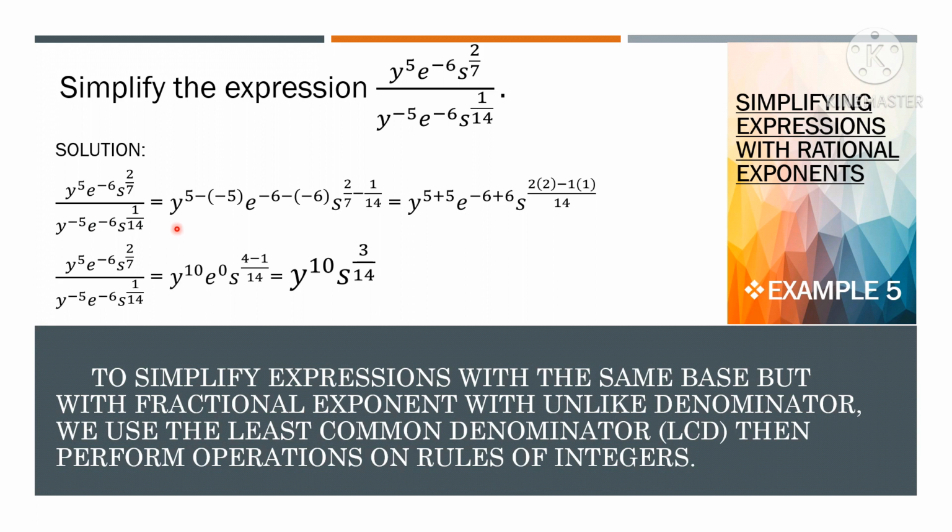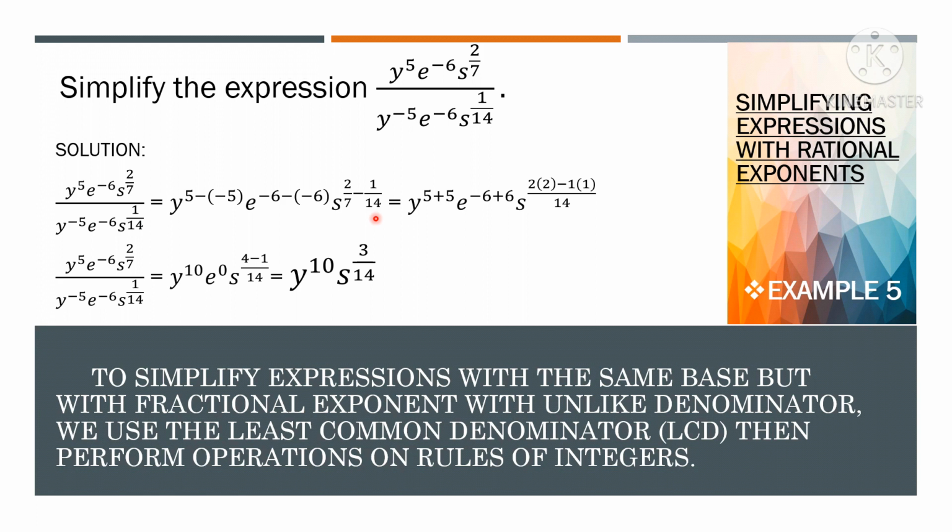So, meron tayong tatlong bases dito. We have base y, base e, and base s. So, ang exponents po ni y, we have 5 and negative 5. Kaya meron tayong 5 minus negative 5. For variable e, we have negative 6 and negative 6. So, we have e raised to negative 6 minus negative 6. For s, we have 2 over 7 and 1 over 14. So, s raised to 2 over 7 minus 1 over 14.